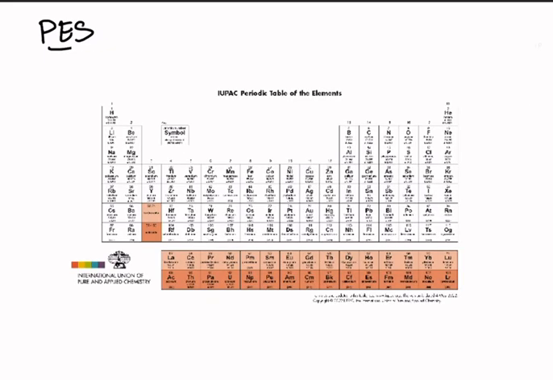Photoelectron spectroscopy confirms what we see on the periodic table. Row number tells us how many shells, or energy levels, and the column tells us the number of valence electrons.